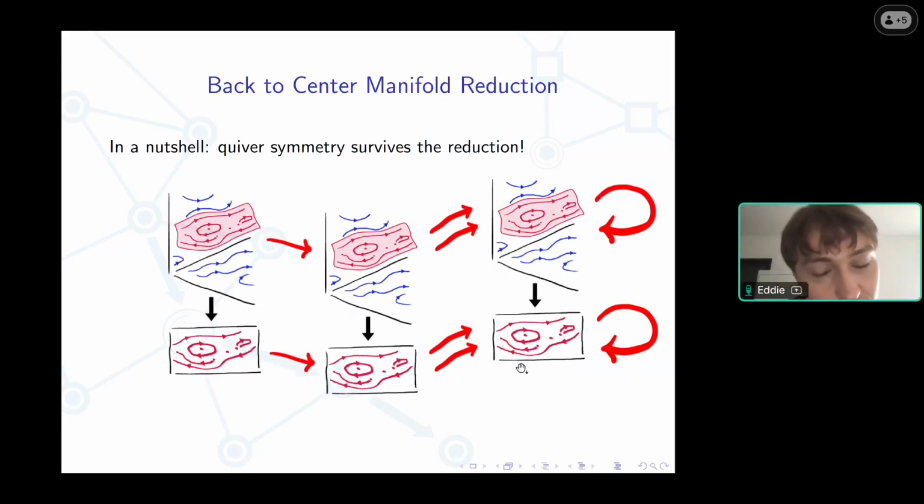And the same holds true, by the way, for normal form. So we have also shown that normal form can respect quiver symmetry, Lyapunov-Smith, and in a sense, phase reduction, even though that's quite a different setting.